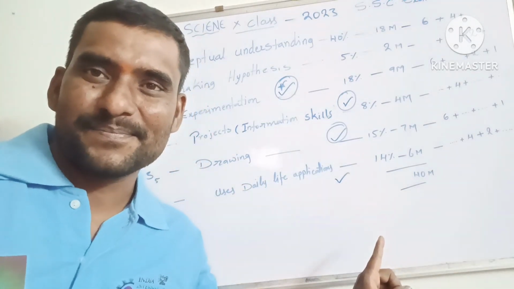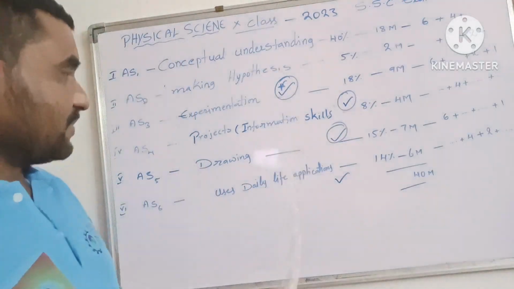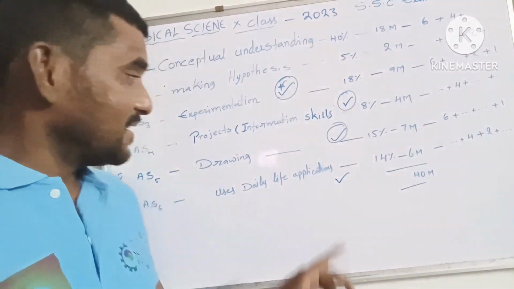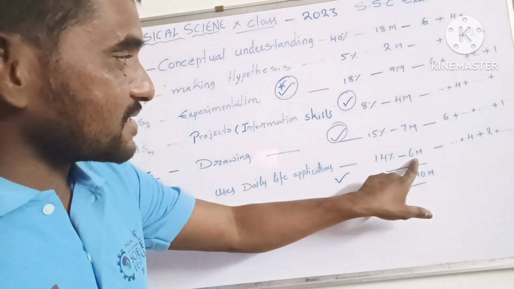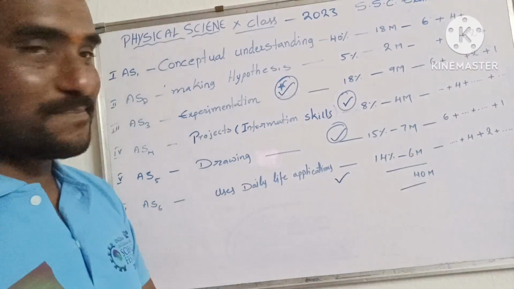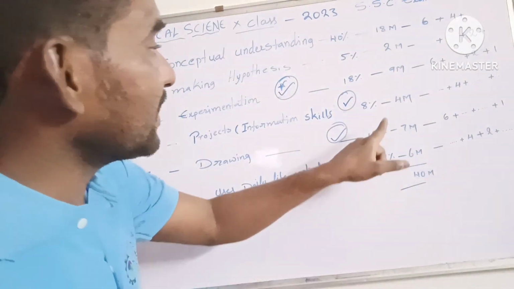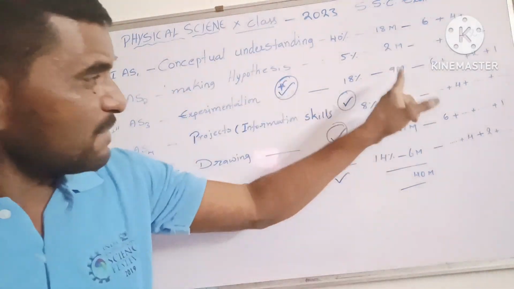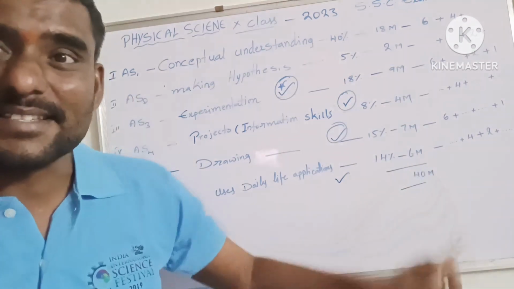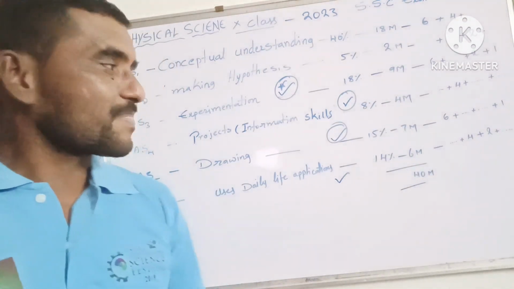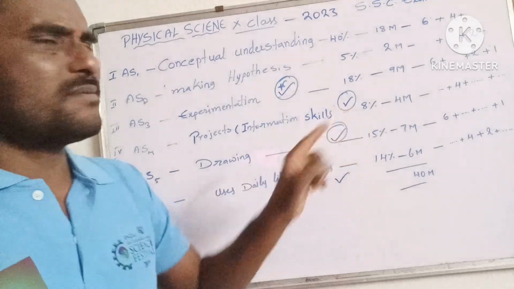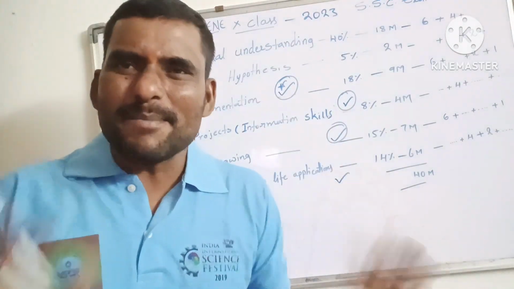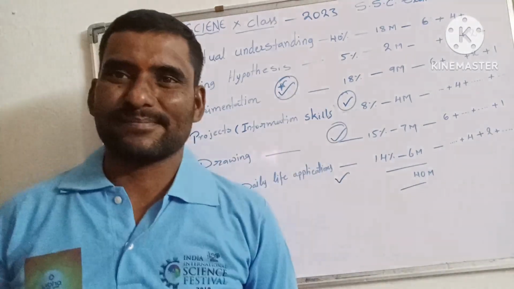Everybody remember. Next, drawing is also very simple. Just concentrate on drawing, you may get it. This is 6 marks and this drawing is 7 marks. And experiments are also very easy. 9 marks. 9 plus 7 is 16, plus 6, 22 marks. If you have this one also, 22 is the minimum. Minimum you can get 22.